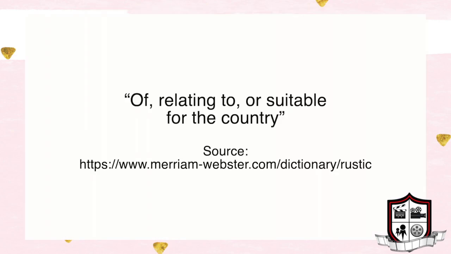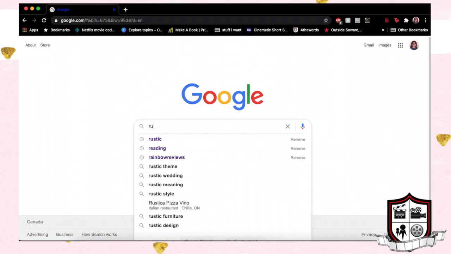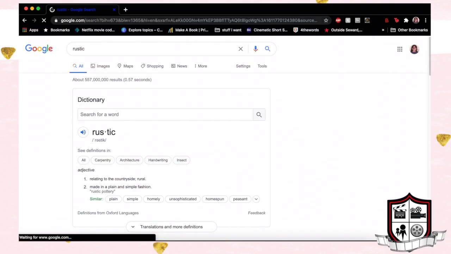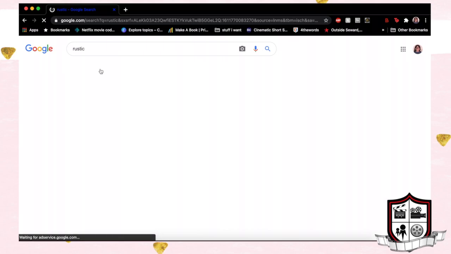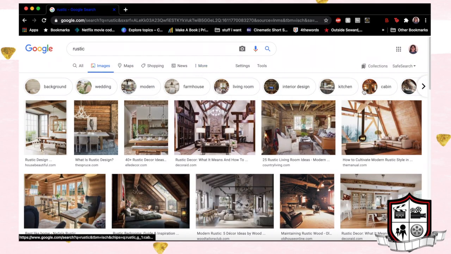After that, we define what rustic is. Rustic means of, relating to, or suitable for the country. Country meaning rural or small towns. If we look rustic up in Google Images, a lot of the pictures would have cottage-like houses with lots of wooden patterns or textures. We can now possibly place cottage-like houses in our scenery here, but what would they look like?